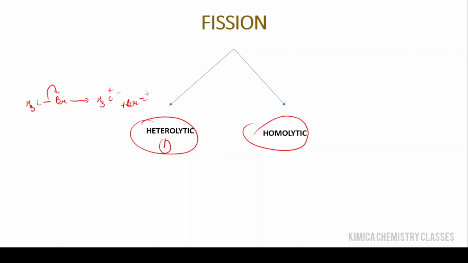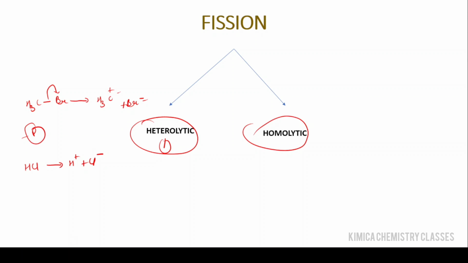Heterolytic fission generally occurs in polar solvents, for example bromomethane. I will give you another example, hydrogen chloride. When it undergoes heterolytic fission, it becomes H positive and Cl negative. The chlorine atom takes both electrons and becomes a chloride ion.